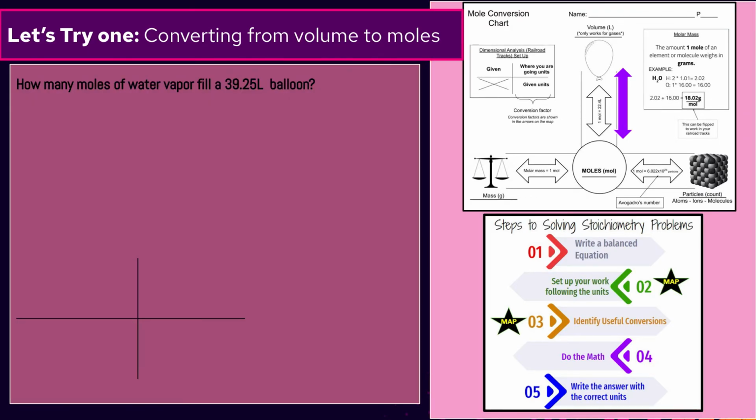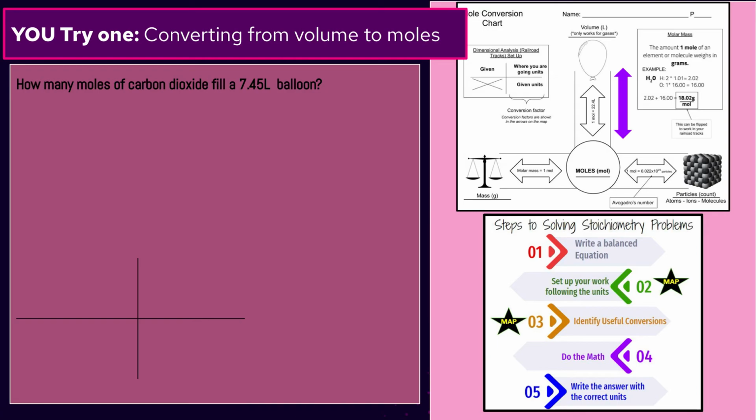So let's convert from volume to moles. So how many moles of water vapor fill a 39.25 liter balloon? So I am given 39.25 liters of H2O. And so my 22.4 liters H2O is on the bottom of my conversion factor, and my 1 mole is on top. So my liters cancel, and my answer is 1.75 moles of H2O.